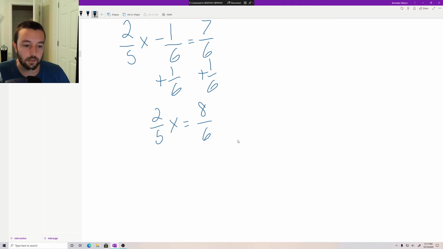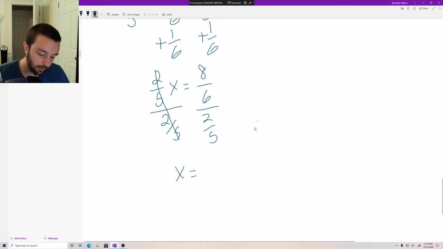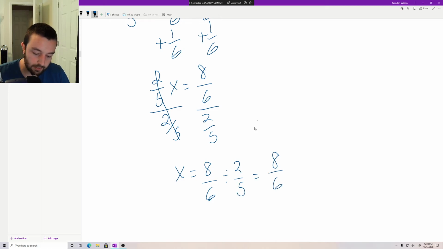So now, this is just like the last problem, and you can do it in either way you want. You can do it in the 2 steps or the 1 step. I'll do it in the 1 step, where we divide both sides by 2/5. Okay. So over here, the 2/5 cancel out, and we have x equals 8/6 divided by 2/5. And if we do the same change flip, we get 8/6 times 5/2. Okay. So we end up getting 40 over 12.